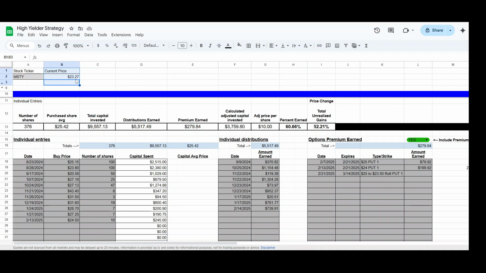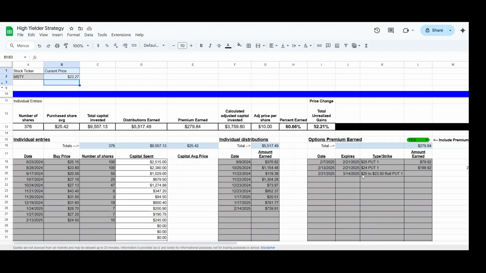Now, I will not actually see that happen until Monday in my account. That is when the shares will be assigned to me at $24. And the amount of money that was held, being $2,400, will be taken out of my account at that point to pay for those shares.